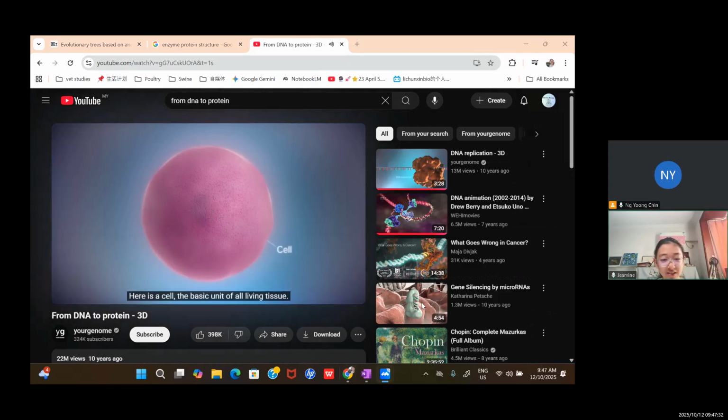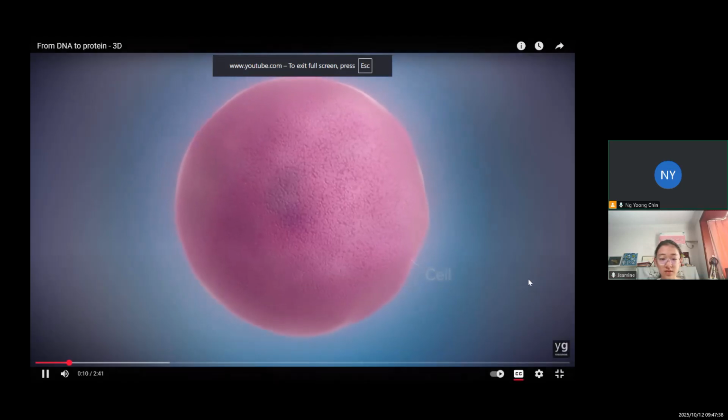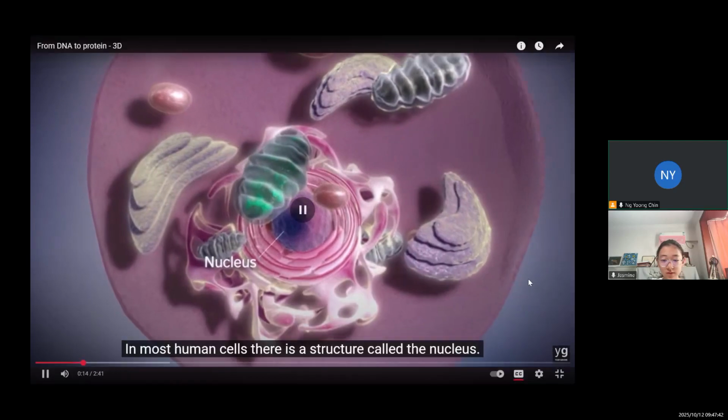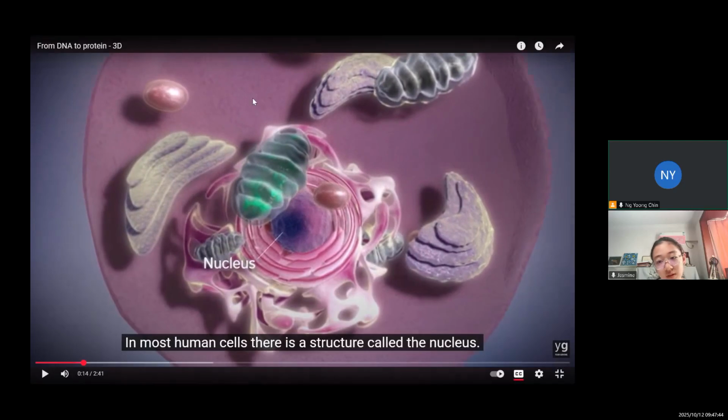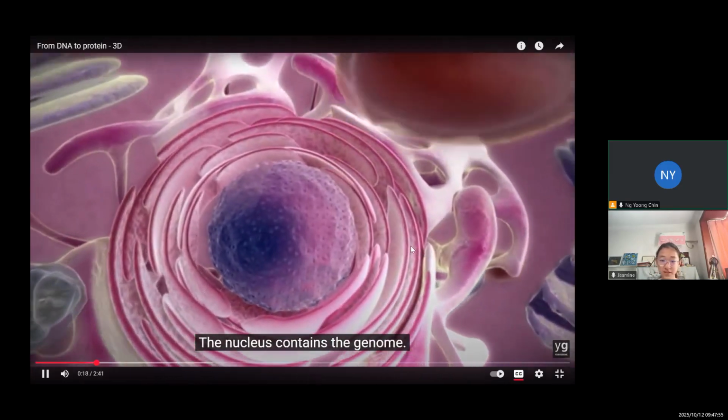Okay, here is a cell. Can you listen to the sound? Basic unit of all living tissue. In most human cells, there is a structure called the nucleus. So you can see, this is an animal cell. Every time the nucleus will be located at the central part of the animal cell, because it's a big box. The nucleus contains the genome.